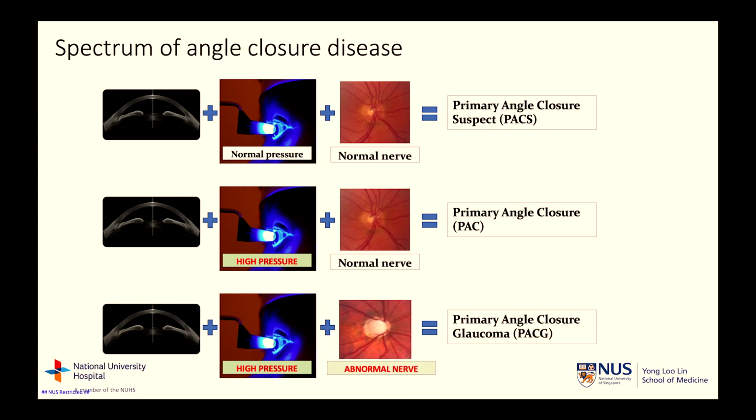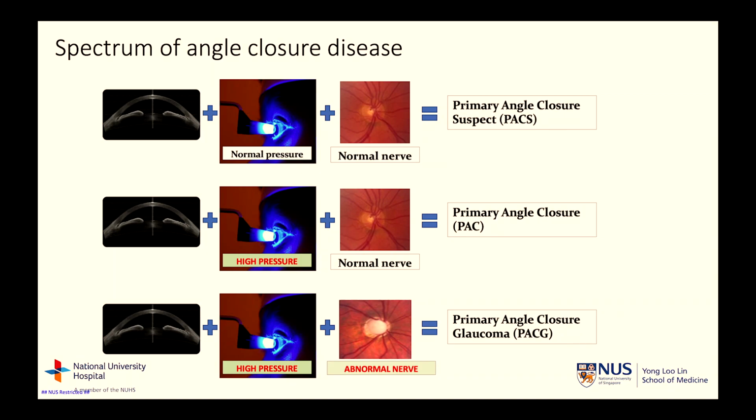Now, the problem is that you don't catch them at the first and second phase, and they progress. As the pressure starts to come up and they start to exert pressure onto the optic nerve, and the optic nerve starts to crumble, with structural and functional deficit, you enter what is called primary angle closure glaucoma, or sometimes you hear this term called chronic angle closure glaucoma. These are people where the pressure is starting to be elevated, and now they have both structural and functional deficit on the optic nerve.